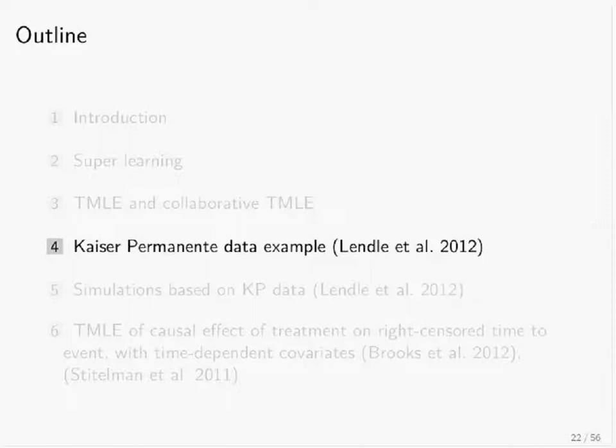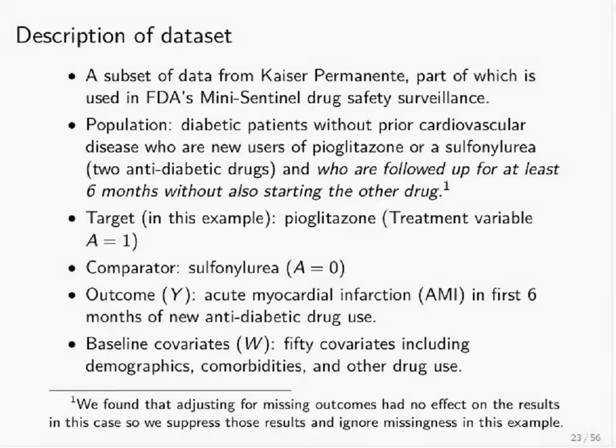Okay, so now I want to talk about a data example, which was a collaboration with Bruce Fireman and Sam Lendl. This involves the following data set. It's part of the FDA Mini-Sentinel Drug Safety Surveillance Project. It concerns, in this case, a population of diabetic patients with higher cardiovascular disease, new users of 2 drugs that we are comparing here. One we call A equals 1, one we call A equals 0. They're followed up for at least 6 months after starting the drug.